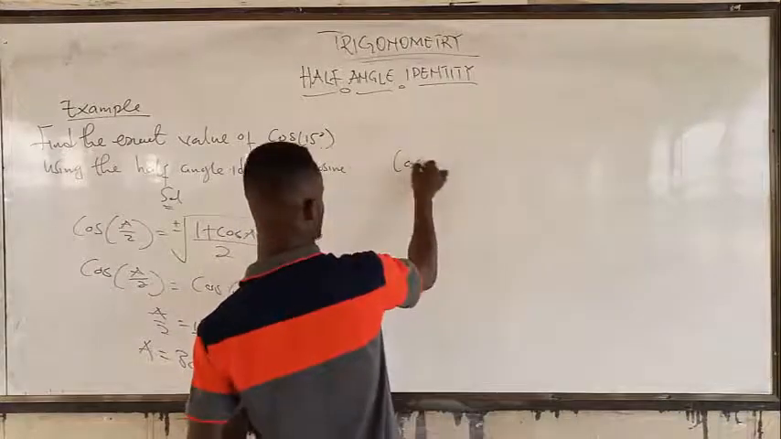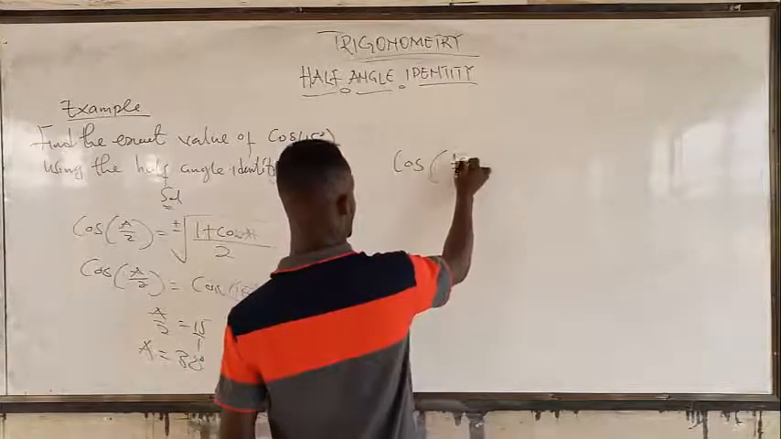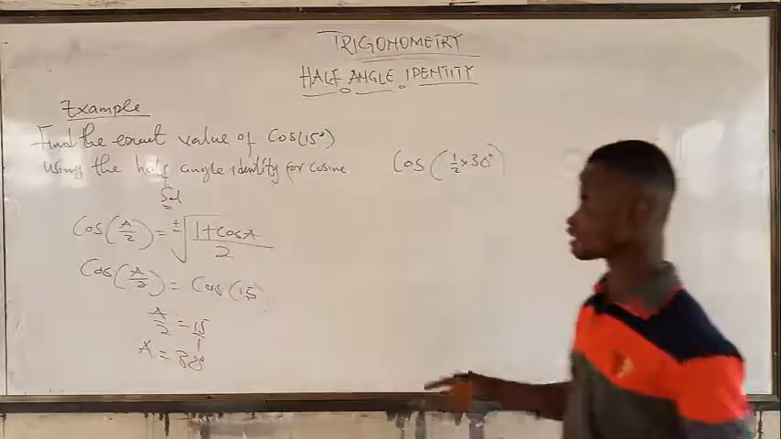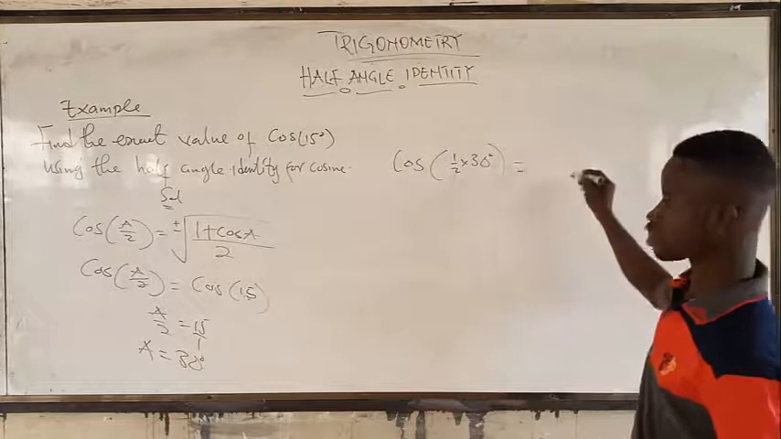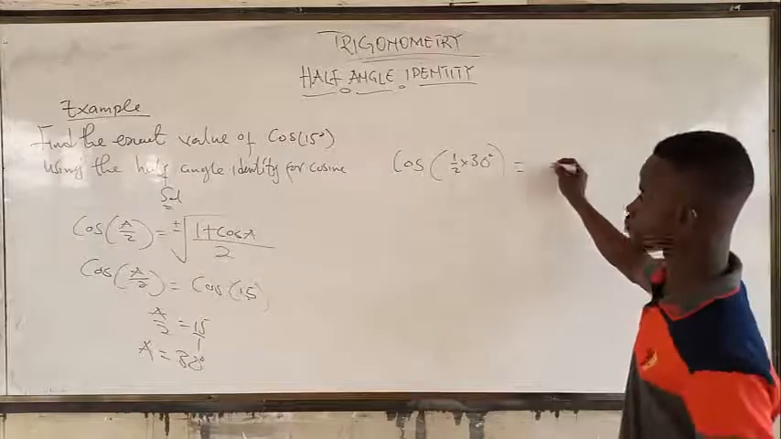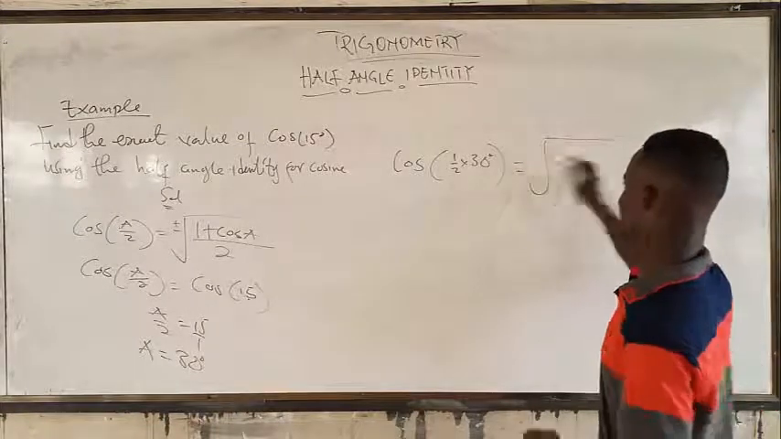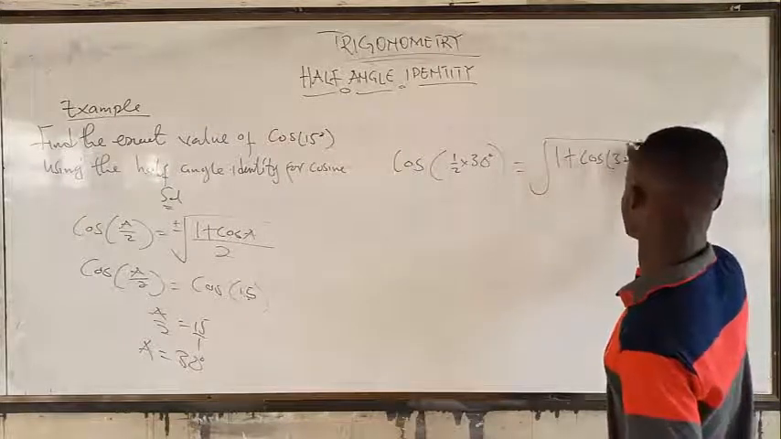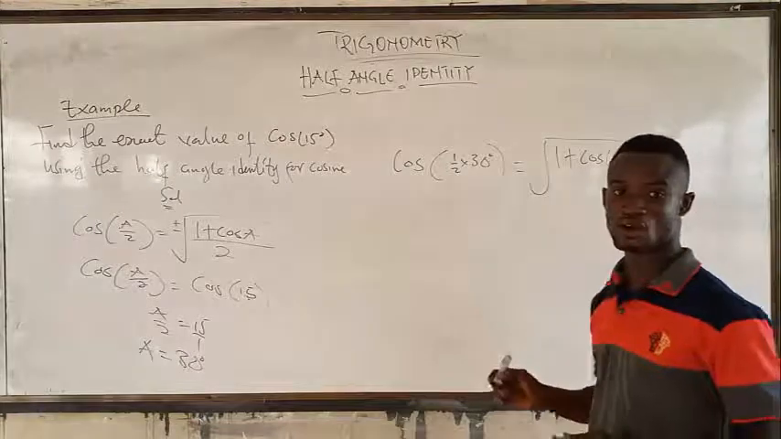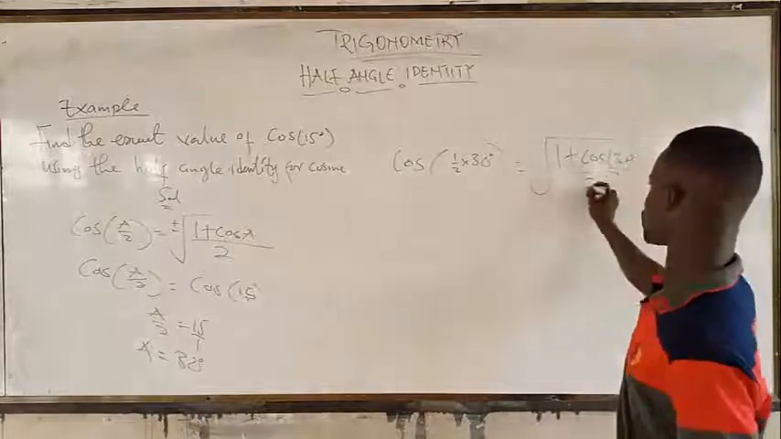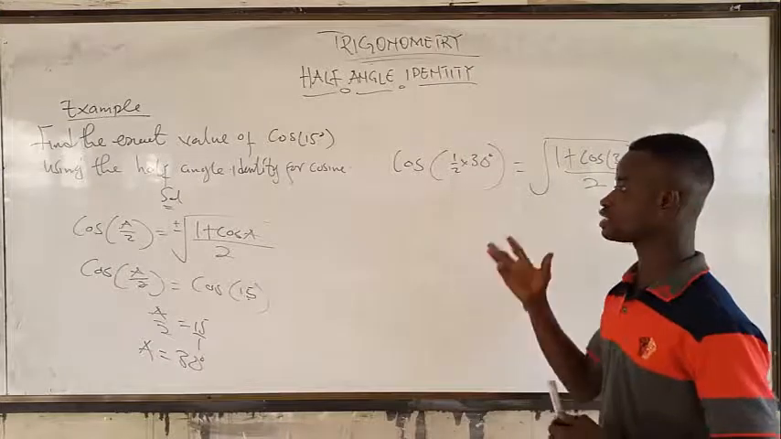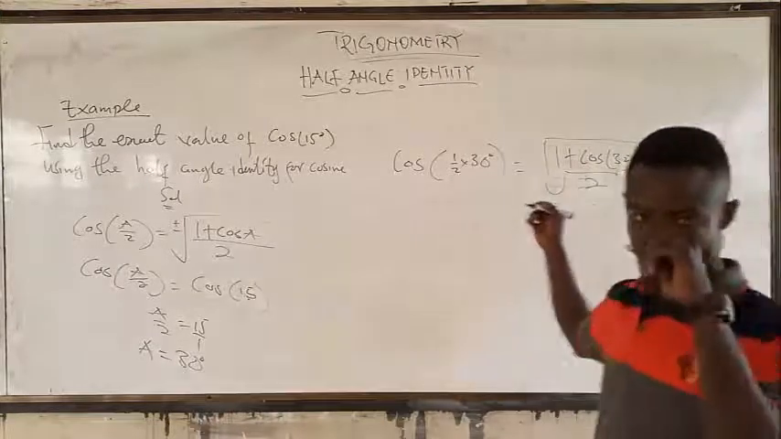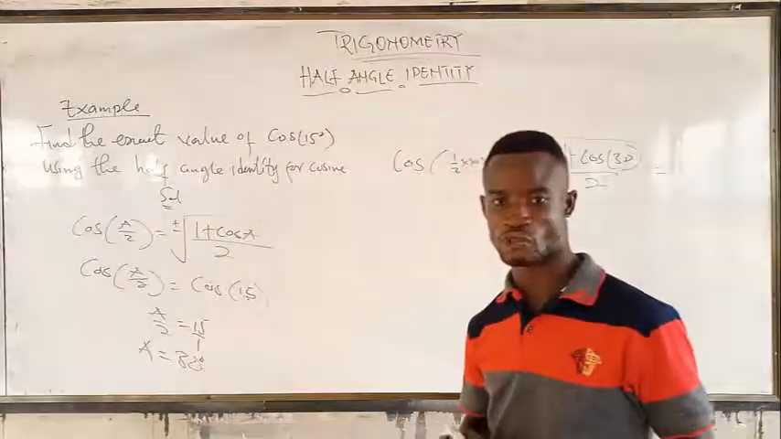So this means that cos half times 30 degrees is going to be equal to the square root of 1 plus cos 30, over 2, because wherever you see A, you put 30 there. And this is going to give you a simple answer when you punch it on the calculator straightforward.